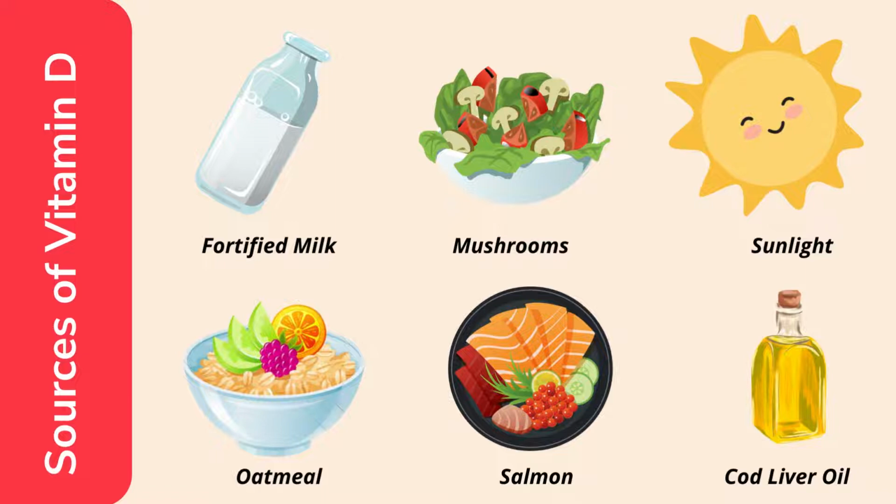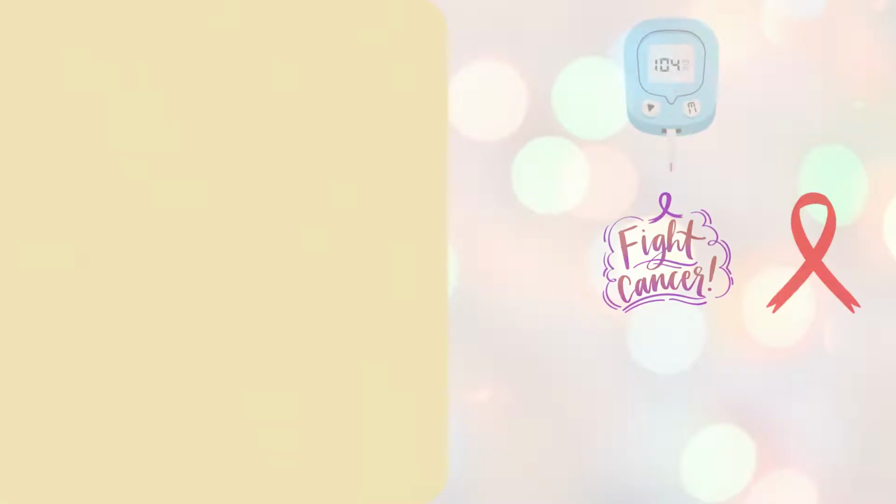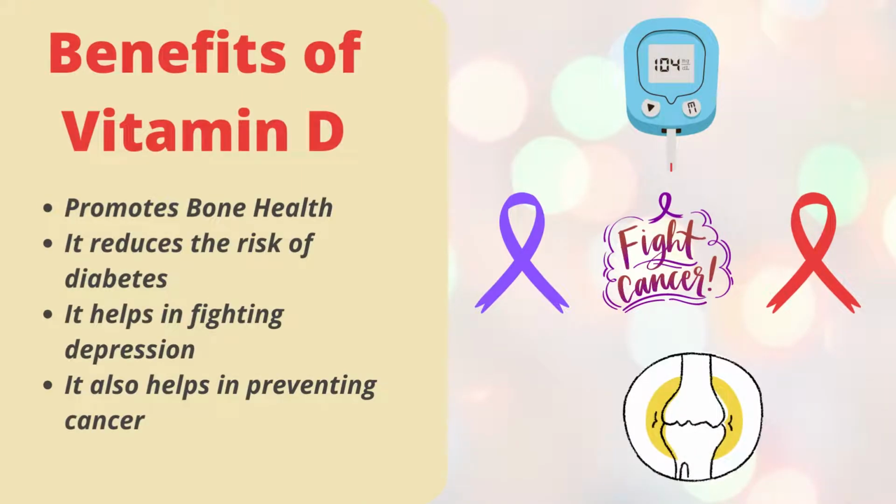Let's move on to the next slide to talk about the benefits of vitamin D. The benefits of vitamin D are as follows. It promotes bone health, reduces the risk of diabetes, helps in fighting depression, and also helps in preventing cancer. Obviously, vitamin D is responsible mainly for bones, so it helps in promoting bone health if you have very good levels of vitamin D. It also reduces the risk of diabetes, helps in fighting depression, and helps in preventing cancer.